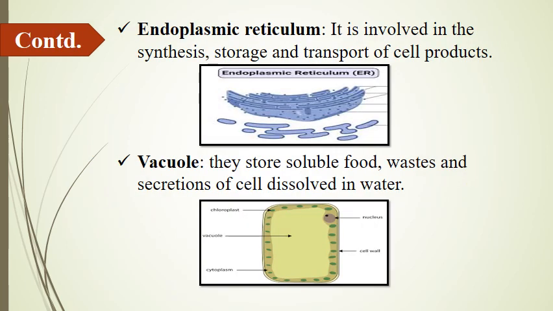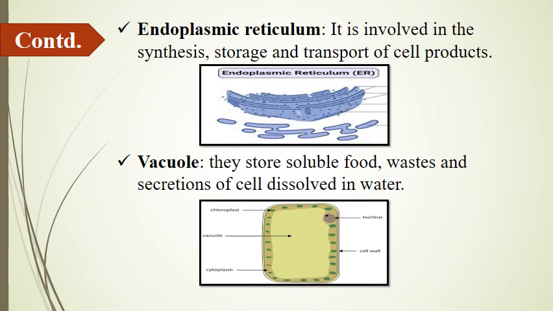Next, endoplasmic reticulum, or we can say ER in short form. It synthesizes, stores and transports the cell products. Endoplasmic reticulum is of two types. SER means smooth endoplasmic reticulum, and RER, rough endoplasmic reticulum.